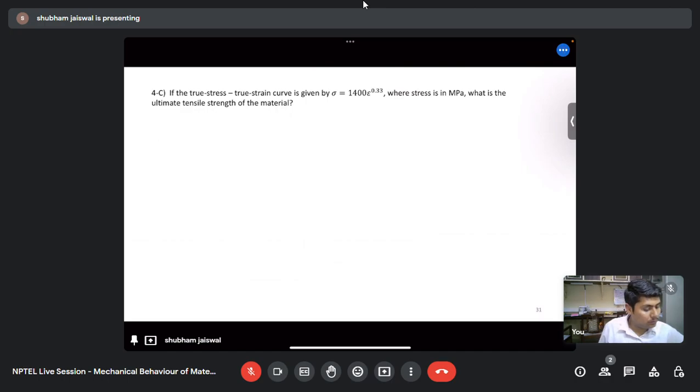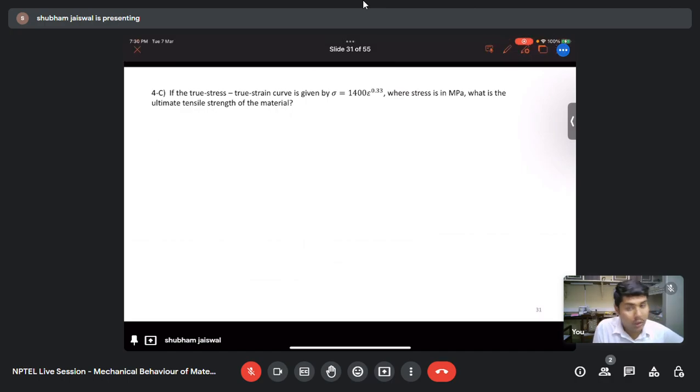That is here. They are asking, if the true strain curve is given by the equation sigma equal to 1400 epsilon to the power 0.33, where stress is given in megapascal, what is the ultimate tensile strength of the material? So they are asking us to find out the ultimate tensile strength of the material. Please try to solve this one.